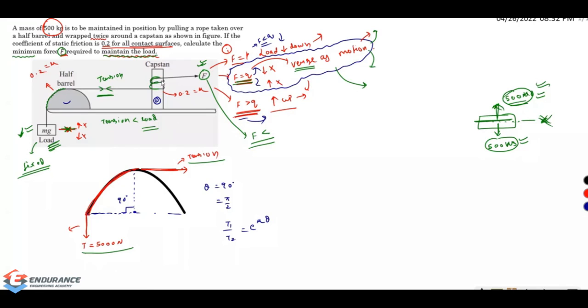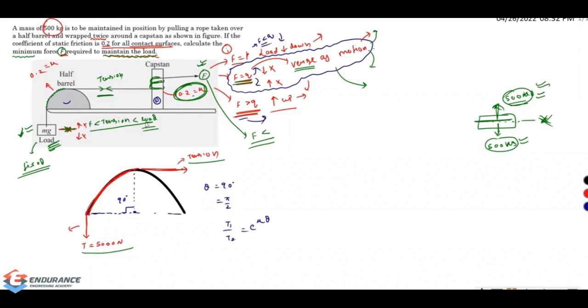Now further, what is happening? I am again twisting it over the capstan. So here also there is going to be some friction, and this friction is also going to support holding that load. So that force F will be further less than that of tension T.